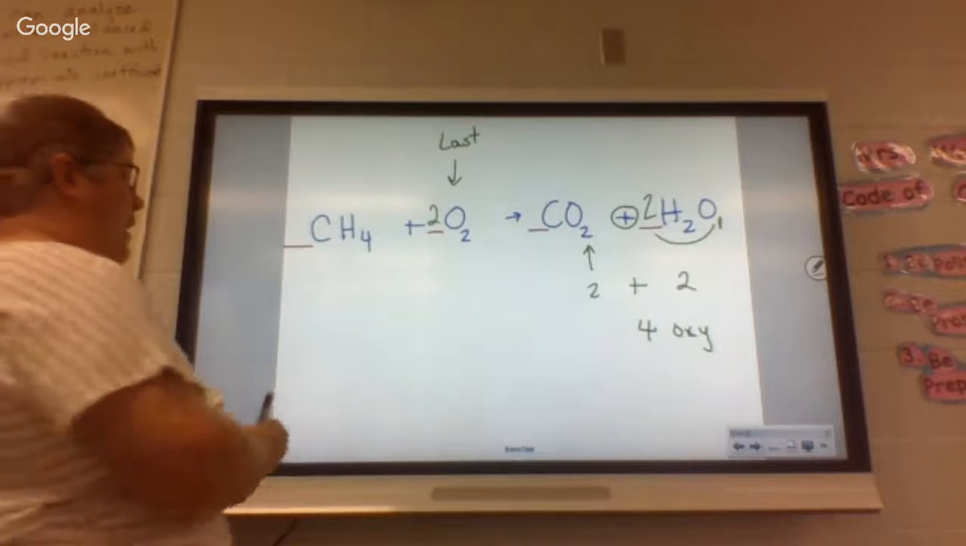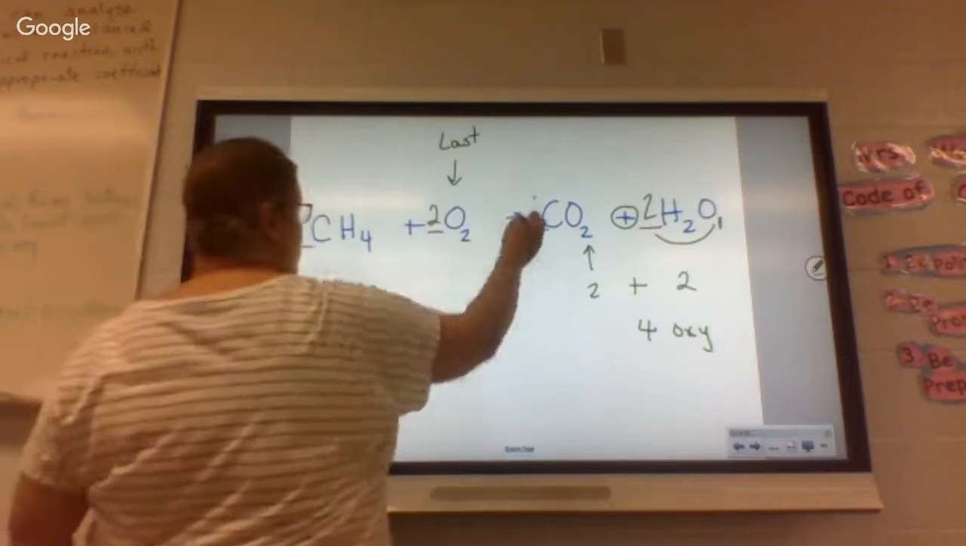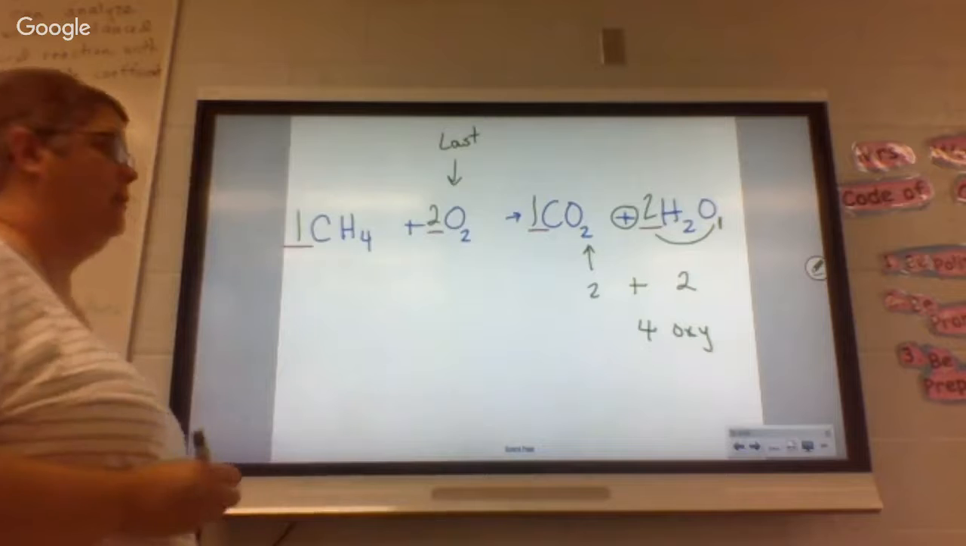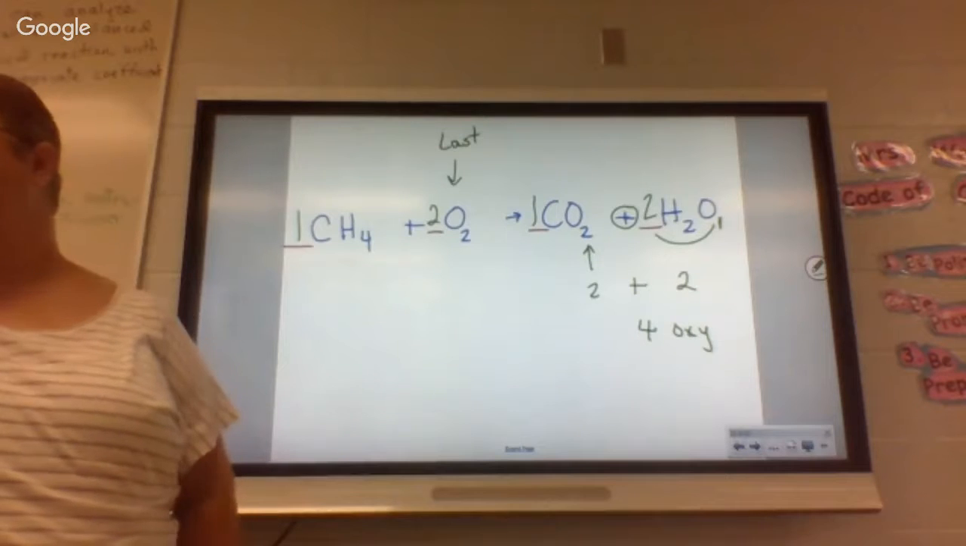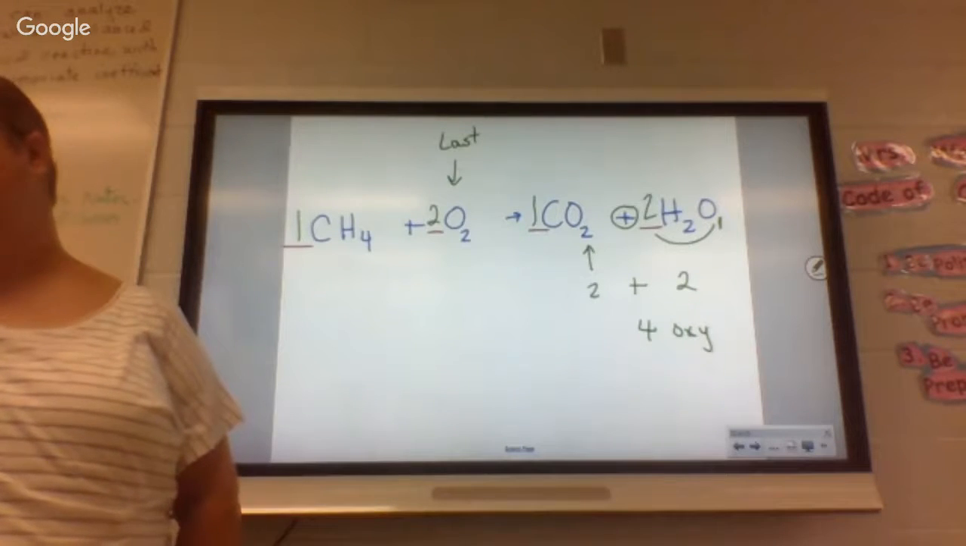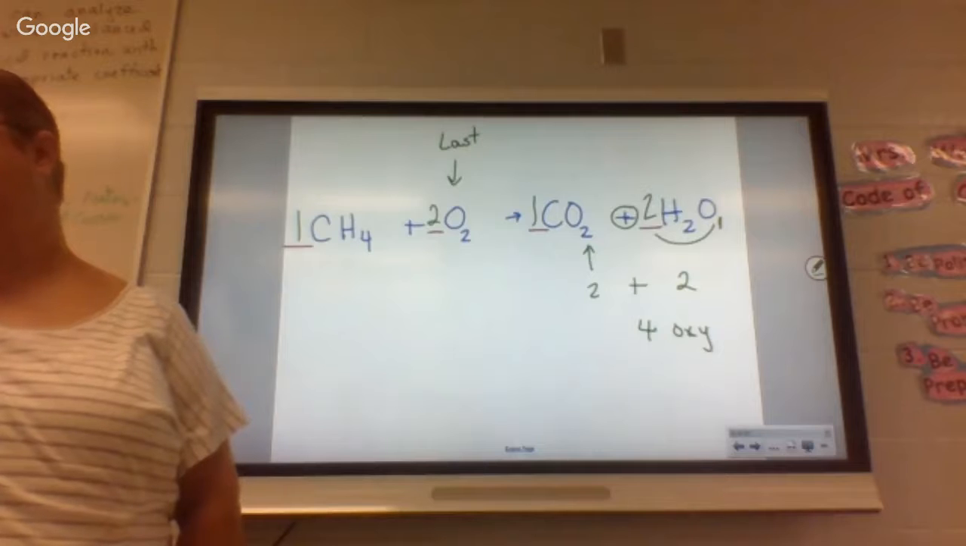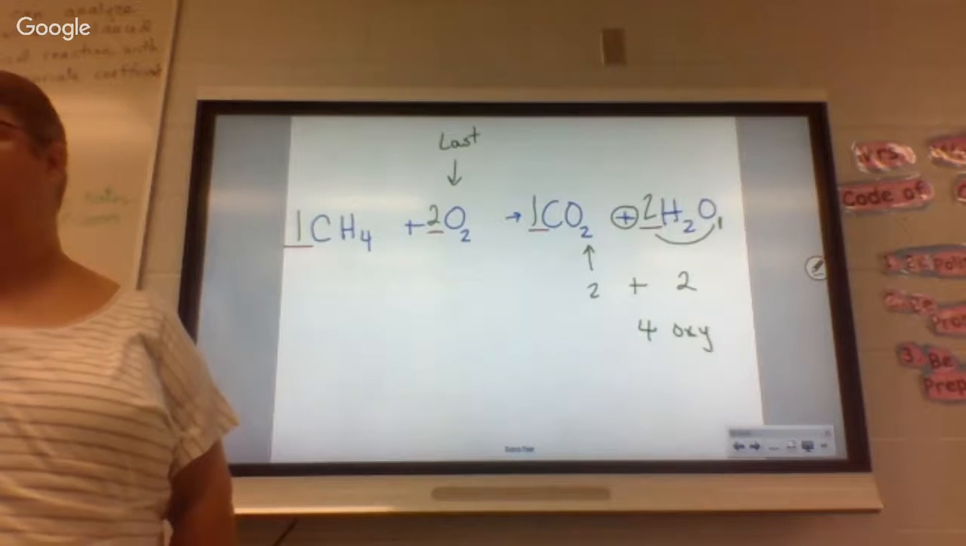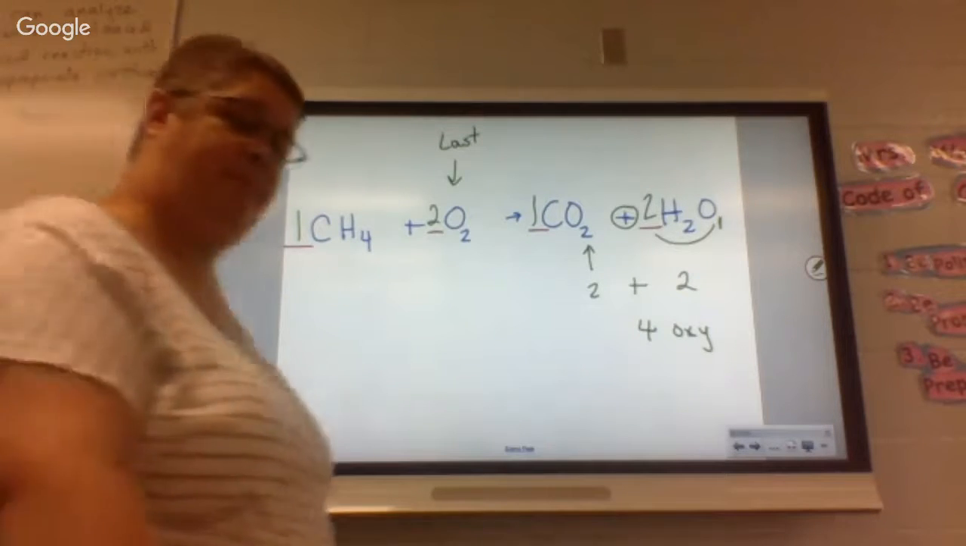You can either leave it like that, or you can come back and put 1s here if it makes you happy. So we put 2 on that side because 4 equals 4. Exactly. Think you can try some? Yeah. Okay.